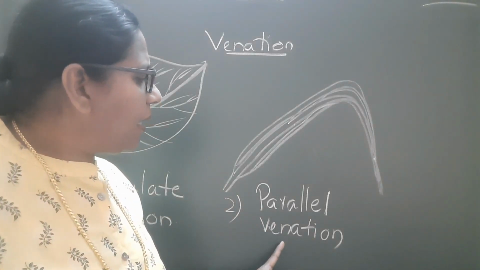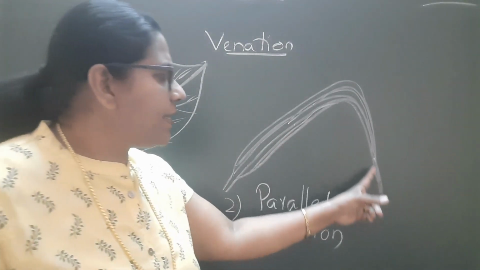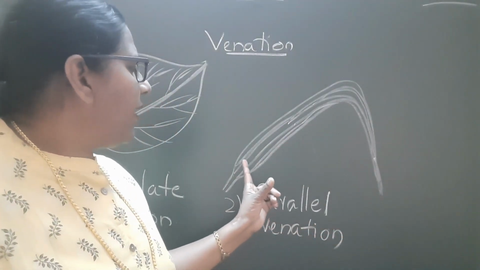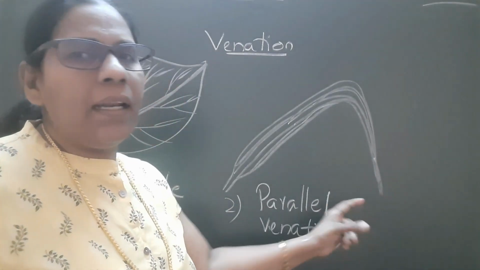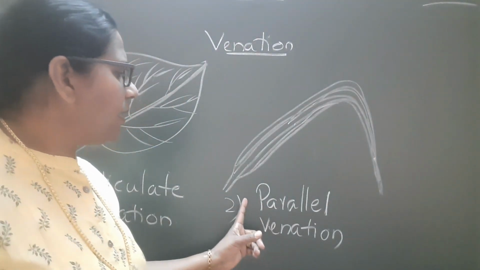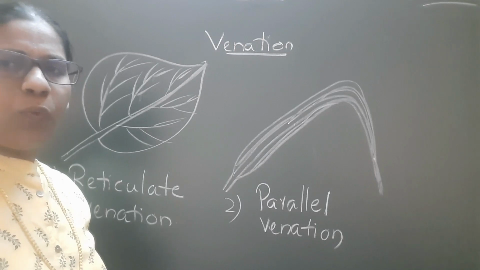The second one is parallel venation. From this leaf itself you will understand. The veins are arranged in a parallel way. That is why it is called parallel venation.